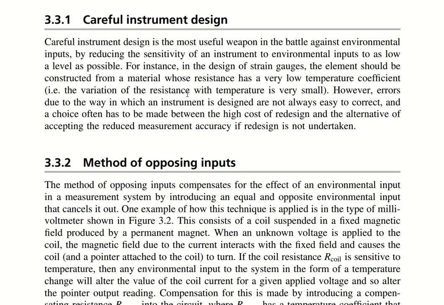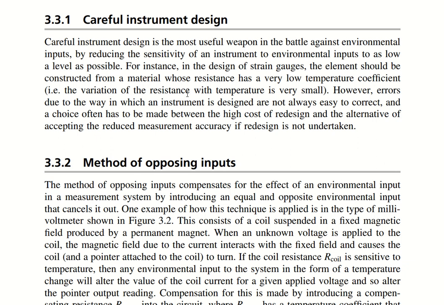Which means the variation of the resistance with temperature would be very small. But errors because of the way in which the instrument is designed are not always easy to correct, and the choice often has to be made between the high cost of redesigning the whole equipment and the alternative of accepting reduced measurement accuracy if redesign is not undertaken, right? So the designing of an instrument is very important.